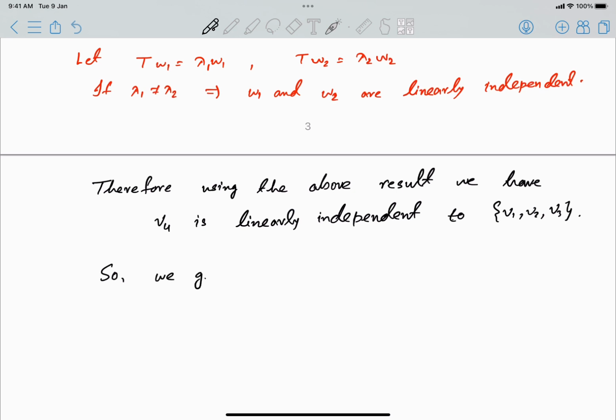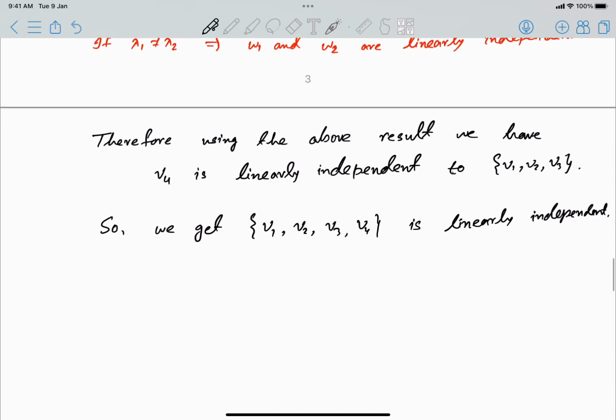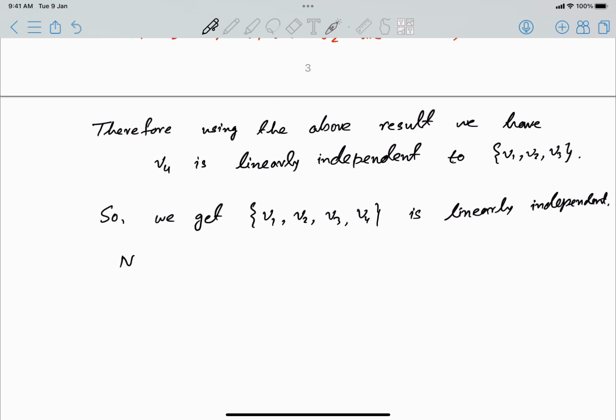So we get v1, v2, v3, v4. This set is linearly independent. And note also that all 4 are eigenvectors of T. Note also that these 4 vectors are eigenvectors of T.